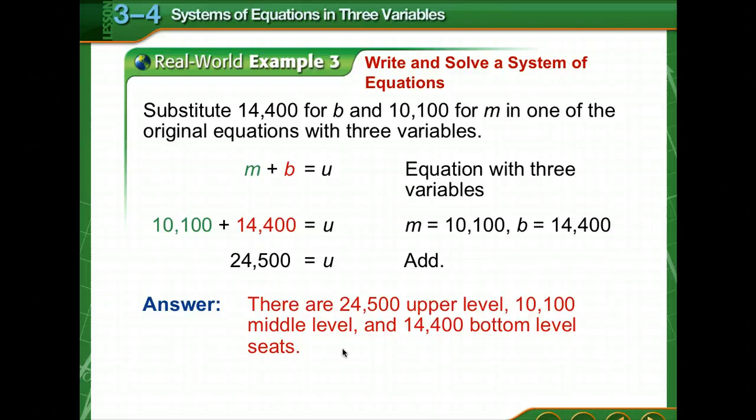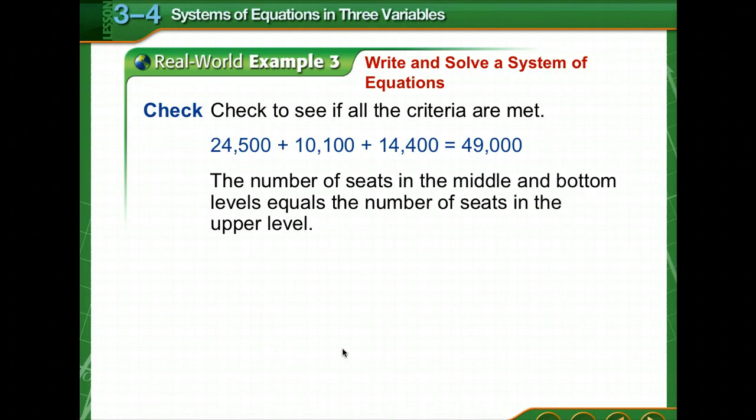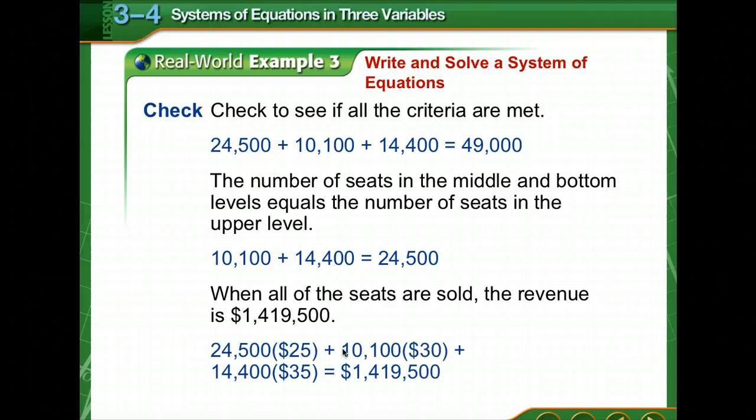Very good. Now check to see if all the criteria are met. The number of seats in the middle and bottom levels equals the number of seats in the upper level. When all the seats are sold, the revenue is 1,419,500. So we do the math.